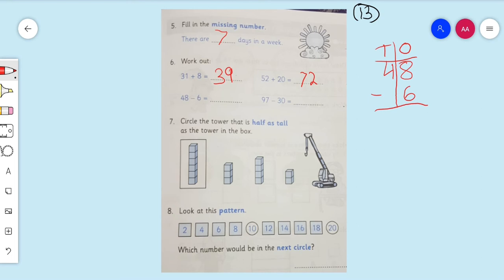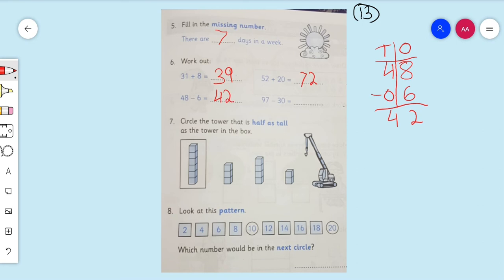It's 8 take away 6. 8 in your mind and count backwards 6. 8, 7, 6, 5, 4, 3, 2. So there's 2 left. So you write 2, and then there's nothing here, which means there's 0, and 4 take away 0 stays the same, so it's still 4. So 48 take away 6 is 42. I'm going to write 42 here.